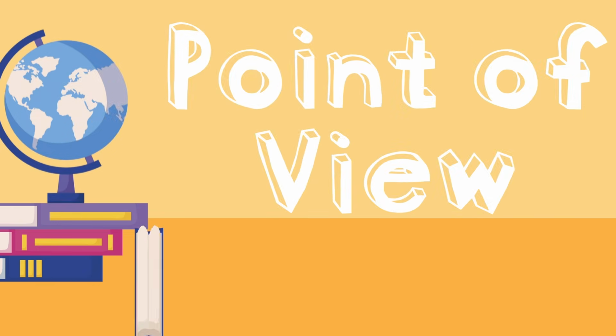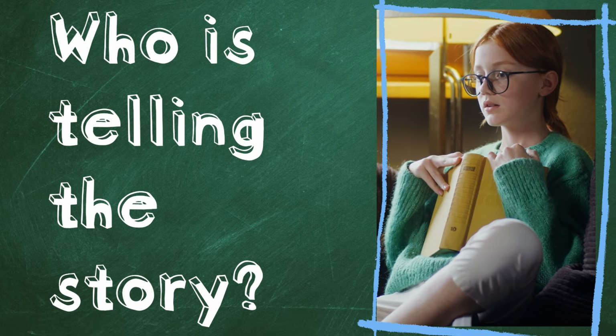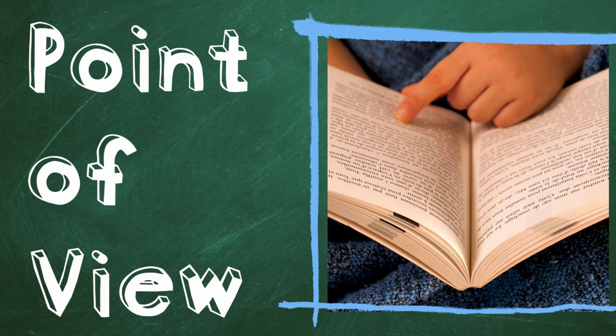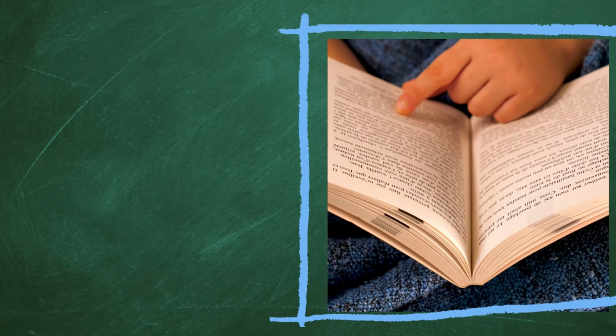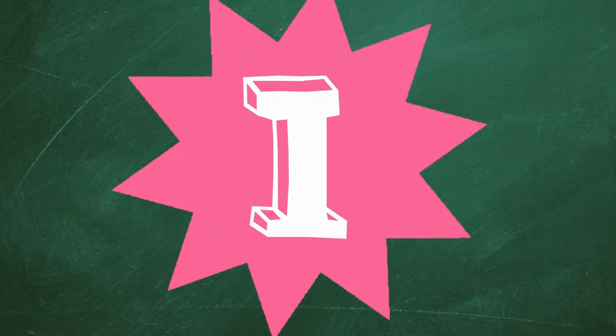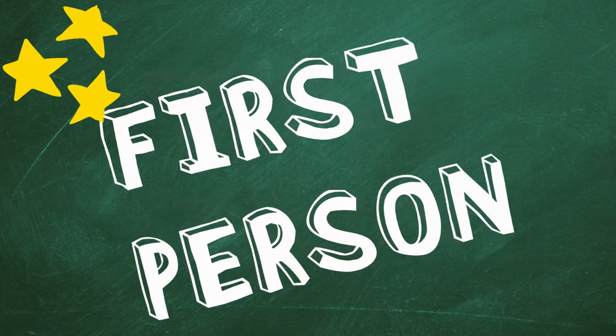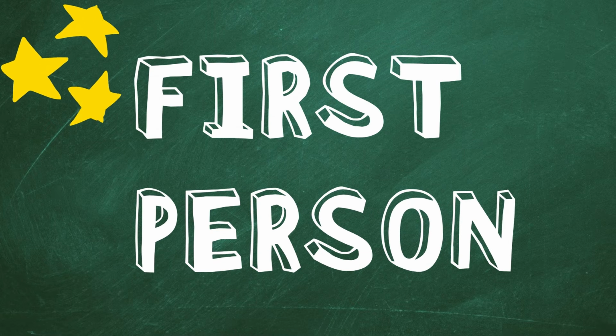When we try to figure out who is talking in the story, we're figuring out the point of view. Have you ever found yourself reading a story and asking yourself, who is telling the story? That's point of view. Point of view is how we figure out who is telling the story and how they're telling it. If the story uses words like I, me, my, we, or our, then the character is telling the story. That's called first-person point of view.